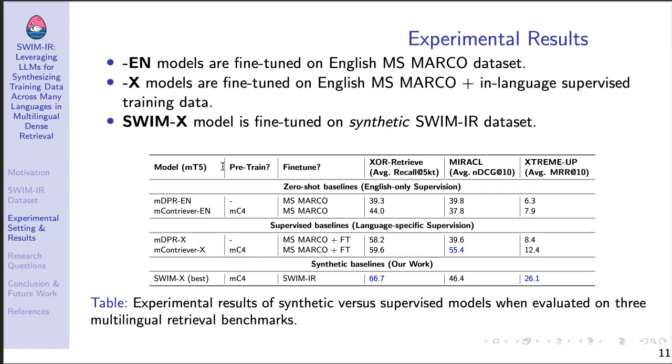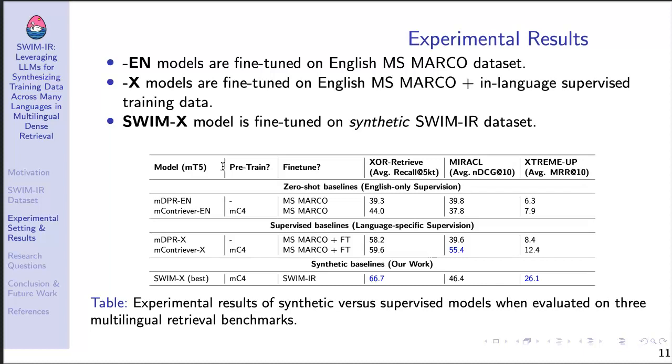Moving on now, let's talk about our experimental results. First, we denote all models with a subscript of EN to indicate they have been fine-tuned on the English MS Marco, and the models with subscript -X are fine-tuned on English MS Marco plus some in-language supervised training data, whereas our work, the SwimX model, has been fine-tuned on only synthetic data.